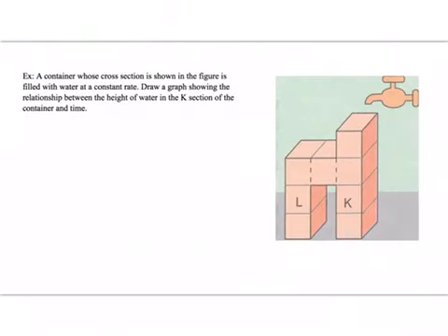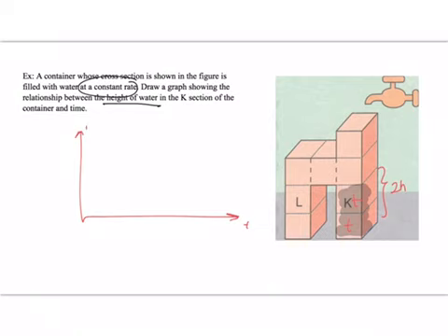Here is a container whose cross section is shown. It is filled with water, again at a constant rate. We are going to draw a graph showing the relation between the height of water in the section and time. Again, first, this part will be filled in a time interval of 2t, and the height comes to 2h. So drawing the time-height graph, the time will be 2t, and the height will come to 2h.